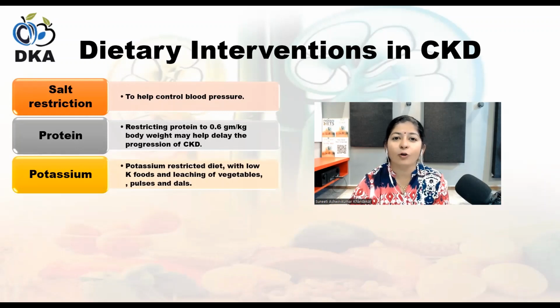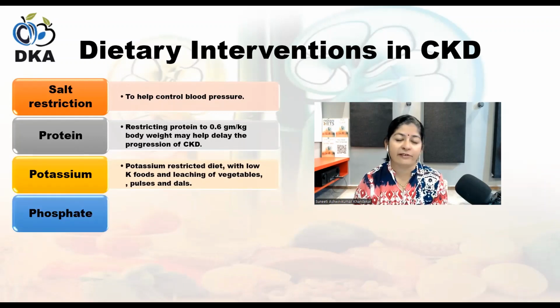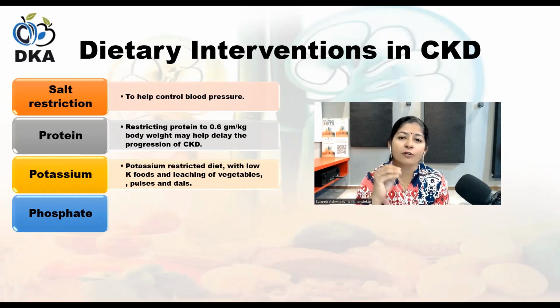Potassium needs to be taken into consideration. A potassium restricted diet with low potassium foods and leaching of vegetables, pulses and dals needs to be done, but of course, looking at the blood potassium levels. So it is not a blanket statement that all dals or all vegetables need to be leached. Secondly, it is not a blanket statement that every patient needs to leach the vegetables or not eat the kind of fruits that he is eating. It depends on the serum potassium levels of the patient. So do check your blood biochemistry and maintain a record as to what are your sodium levels, potassium levels, phosphorus levels, calcium levels, and have the diet accordingly.